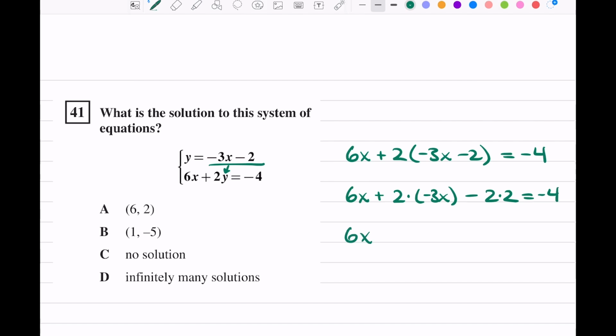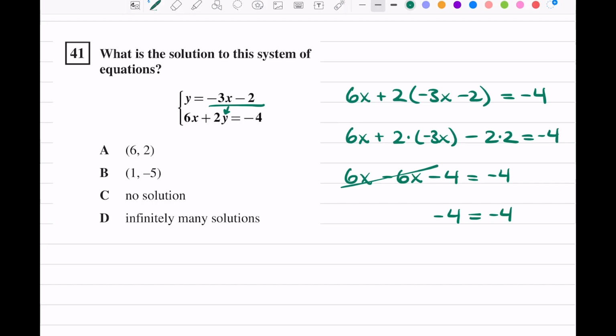So we'll have 6x, and then 2 times negative 3x gives us a minus 6x, and 2 times 2 gives us 4. 6x minus 6x is just going to cancel, and then we're left with negative 4 equals negative 4. So what does this mean?